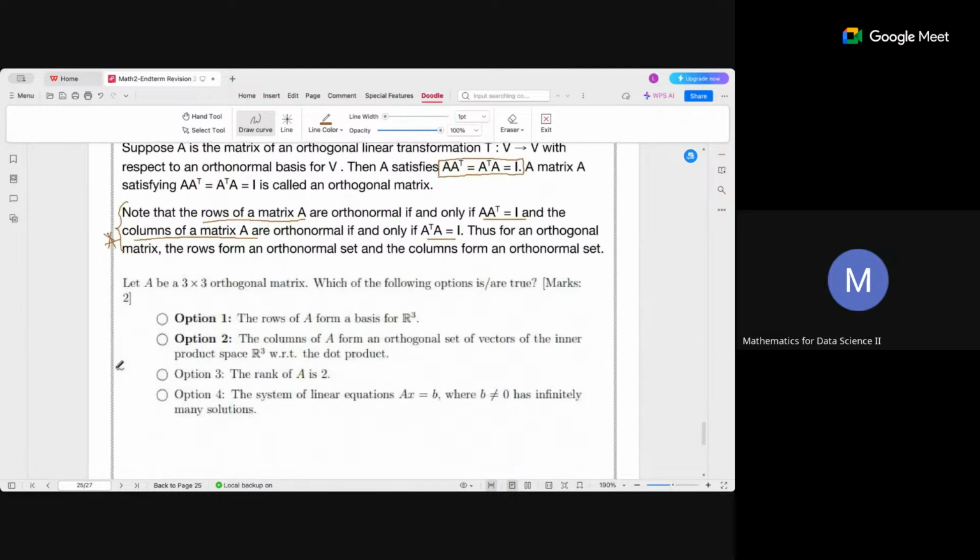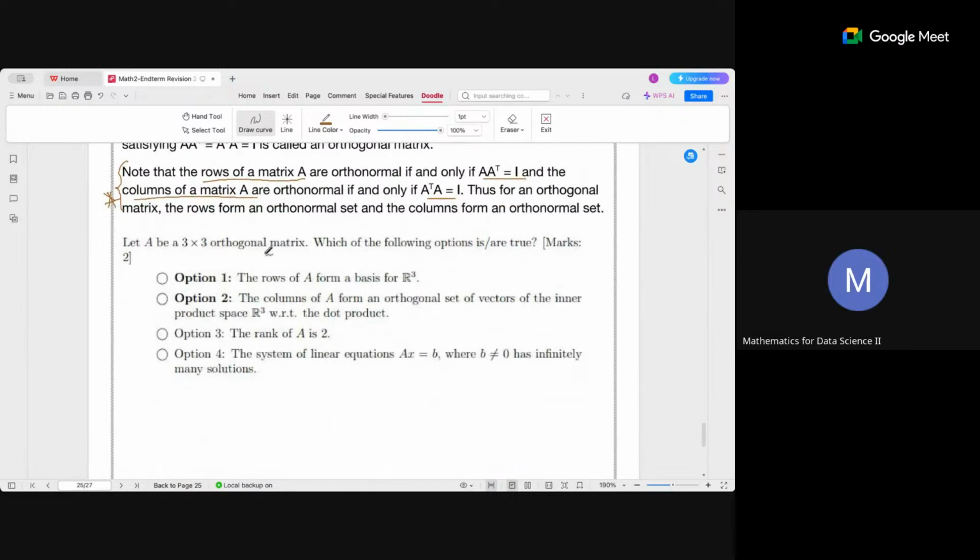Okay. Let A be a 3 by 3 orthogonal matrix. First of all, if it is orthogonal, you know that the rows and columns are orthonormal, right? So what can you say about the linear independence of the rows and columns? They are linearly independent. So the rows of A form a basis for R3. True or not? True. The columns of A form an orthogonal set of vectors with respect to the dot product. True or not? True. That is what we saw here.